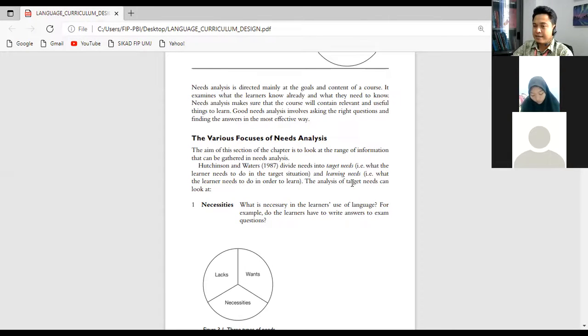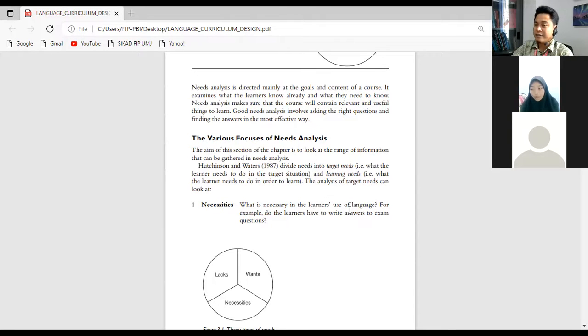Yeah, can you guys see the difference here? Okay, the first, what the learner needs to do in the target situation, based on what kind of language they're going to learn. So what is it that they want to know? What is it they want to learn? And then what the learner needs to do in order to learn: in the process of learning, they have to do some kind of activities, right? Some kind of reading process or some kind of discussion process.